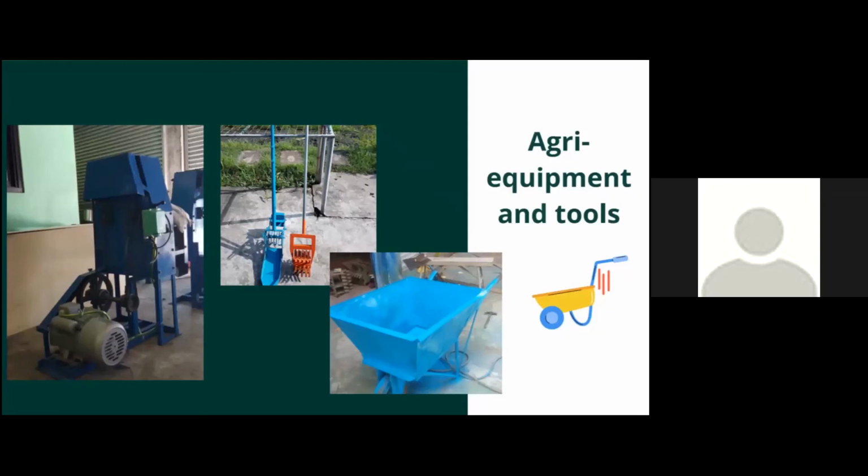So aside from that, we also fabricate these agri-equipment tools to help in our sustainable agriculture programs. In this first photo, we have the sugarcane press, which some of the communities have obtained to process their sugarcane crops and produce muscovado sugar. And this wheelbarrow and rotary weeder also help in the production needs.